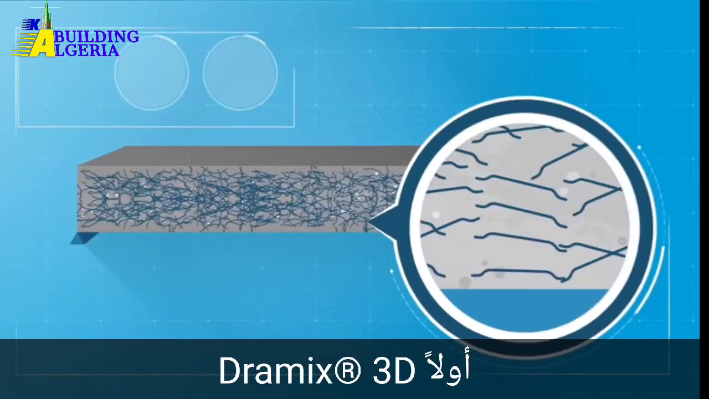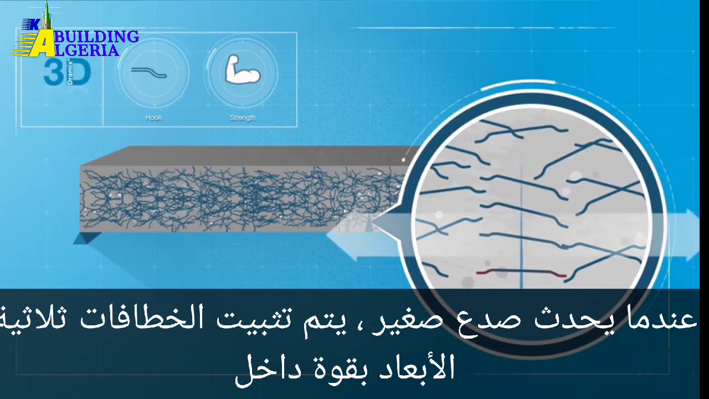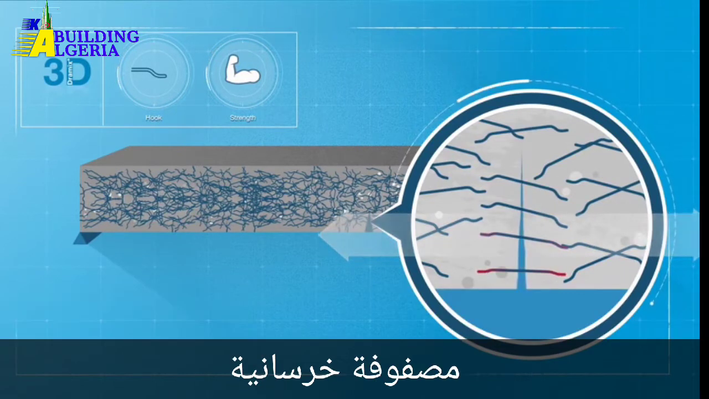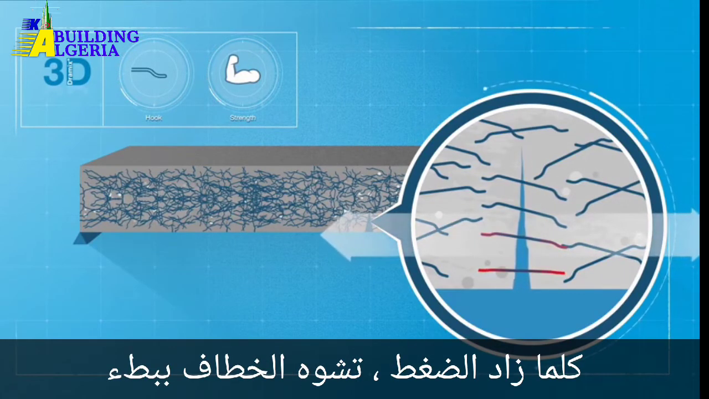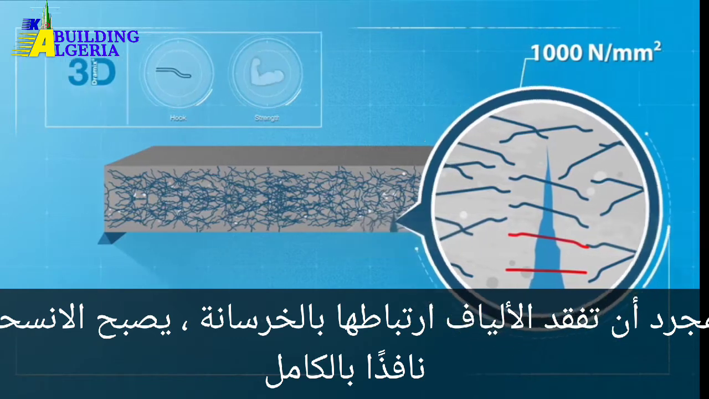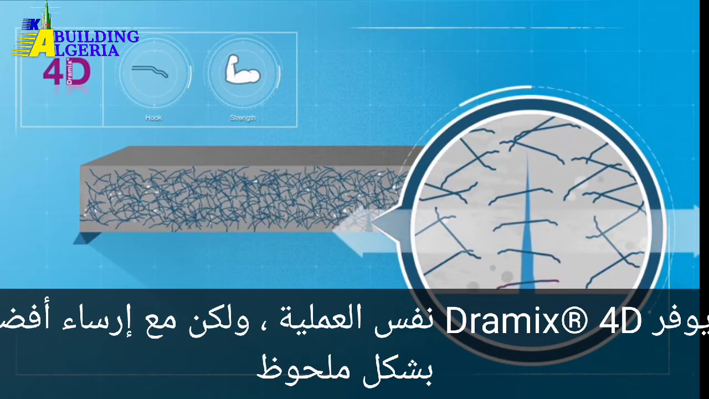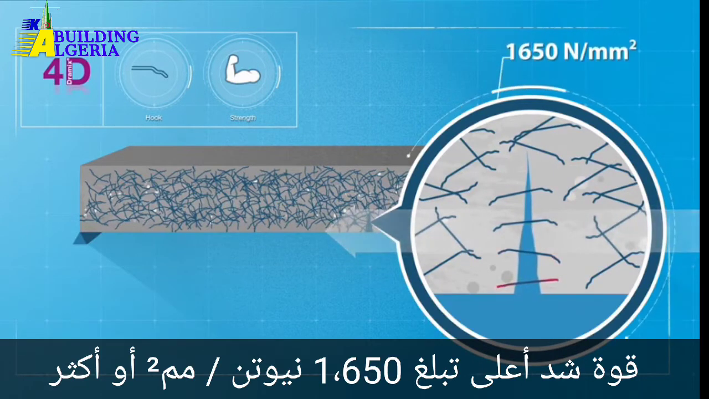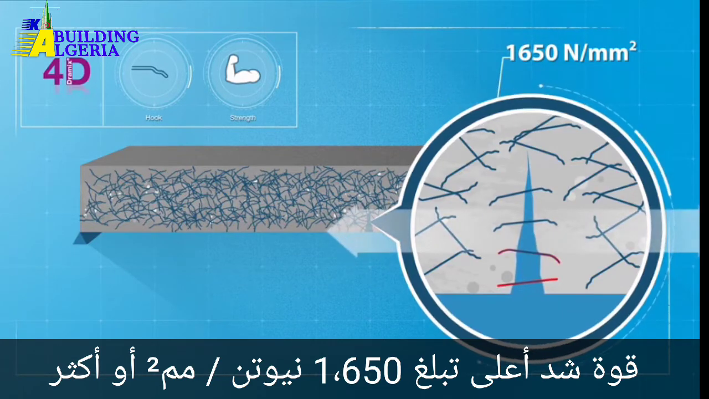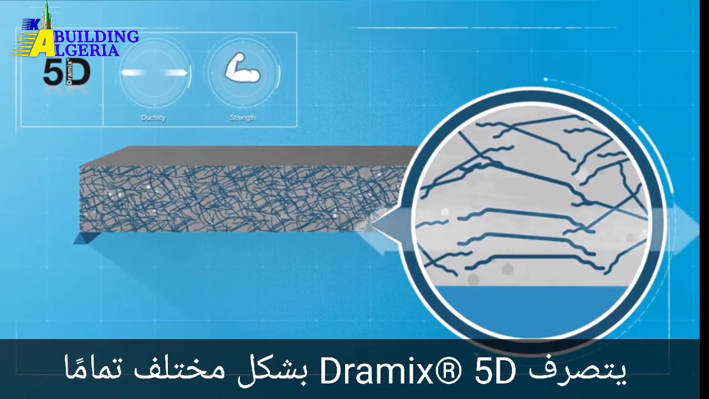First up is Dramix 3D. When a small crack occurs, the 3D hooks firmly anchor inside the concrete matrix. As the stress increases, the hook slowly deforms. As soon as the fiber loses its bond with the concrete, the pull-out takes full effect. Dramix 4D provides the same process, but with even better anchorage and a significantly higher tensile strength of 1,650 Newton per square millimeter or more. Dramix 5D behaves differently altogether.